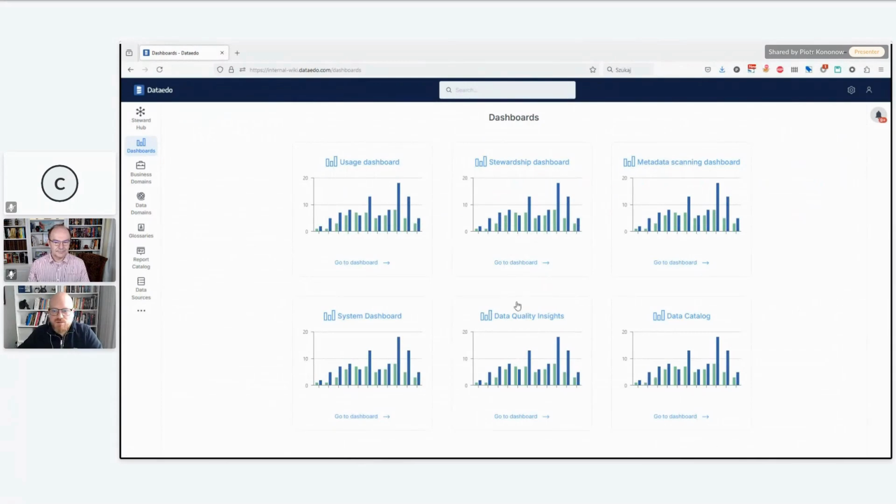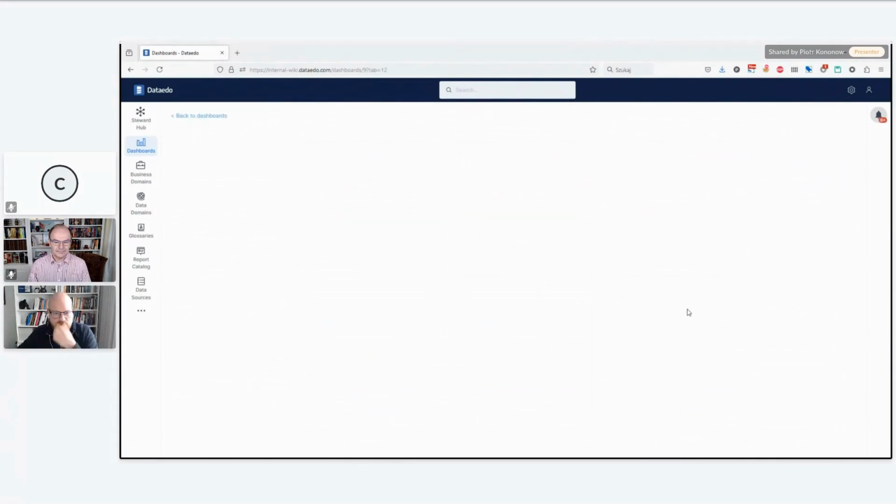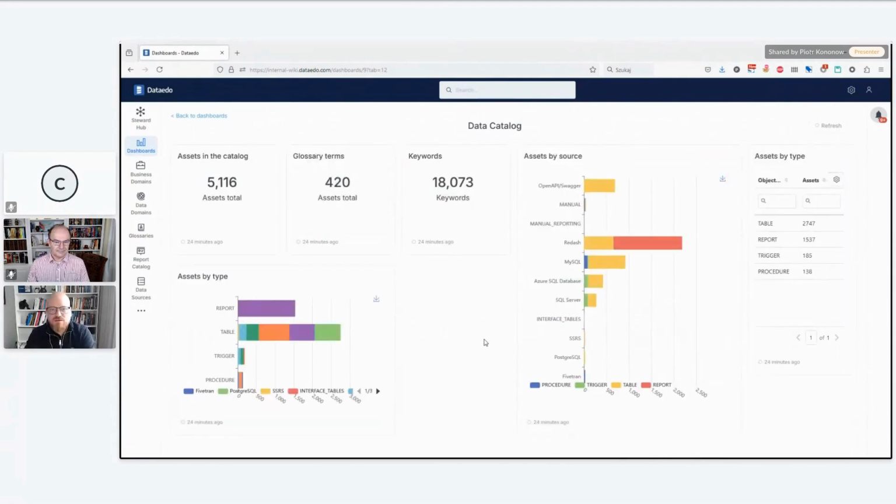Okay, and we added a couple more. Let's look at this one first. So the data catalog is a high-level overview of what you have imported to your catalog. We have 5,000 assets, and they are broken down by different types and sources, and over here by source and also types. Yeah, how many terms we have defined and how many keywords we have indexed in the catalog.